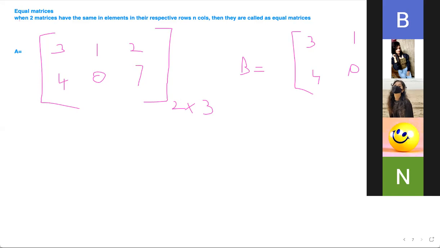So are we done? Any doubts? No, ma'am. So can we proceed? Can you write two equal matrices, please? Any element, any rows, any columns? Can you write?